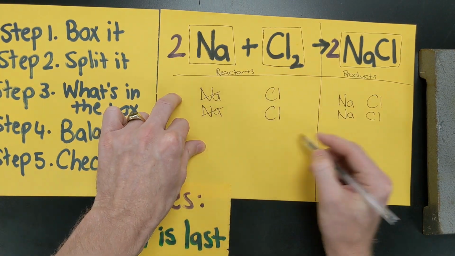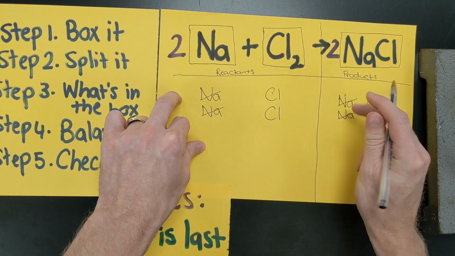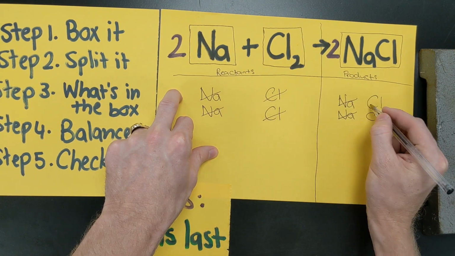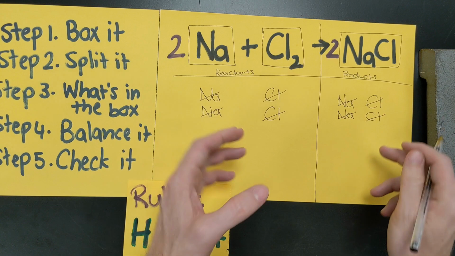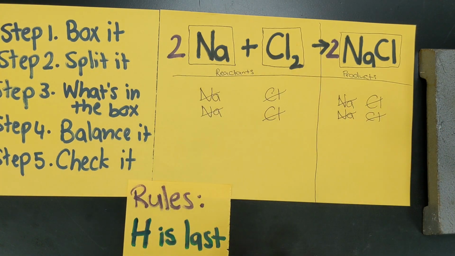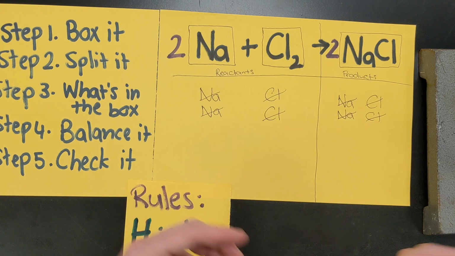1, 2, 1, 2. My sodiums are now balanced. 1, 2, 1, 2. My chlorines are balanced. Notice how there's nothing that is not checked off. That means that this chemical equation is balanced.